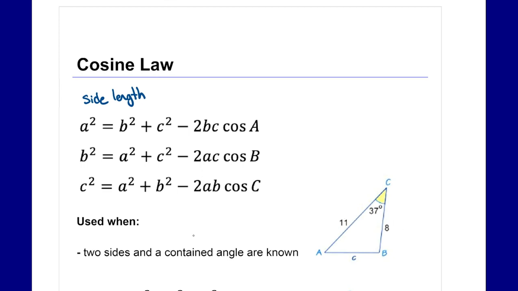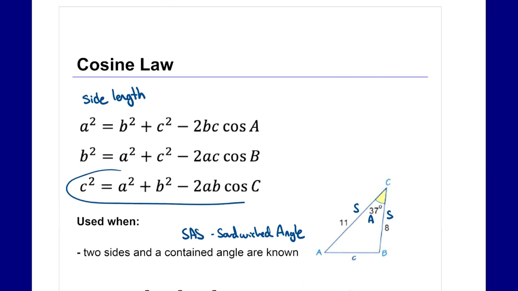Now you can also refer to it as SAS, or a sandwiched angle. If we think of it, we have a side, then an angle, then a side. So we have a sandwiched angle. That angle is sandwiched between two sides. So I could use this information to help me find side C.